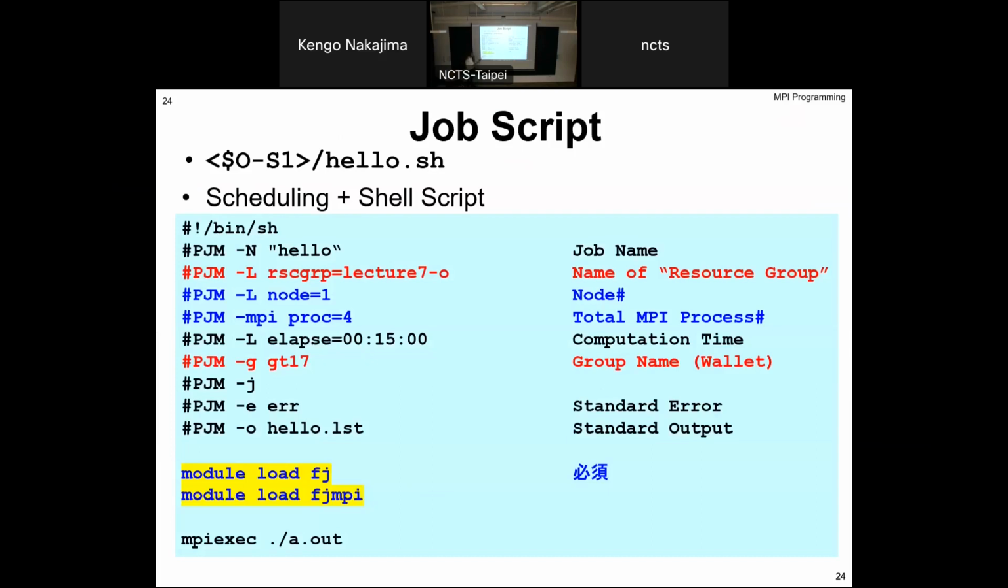This is the standard error output, and this is the standard output for the output list. You can change the names of the files. Also, module load FJ and module load FJMPI are essential. Every time you run the code, please insert these. The mpiexec is running the MPI job using these resources, and this is the name of the load module, the executable file, ./a.out. The name of the file is a.out, but please don't forget the ./.